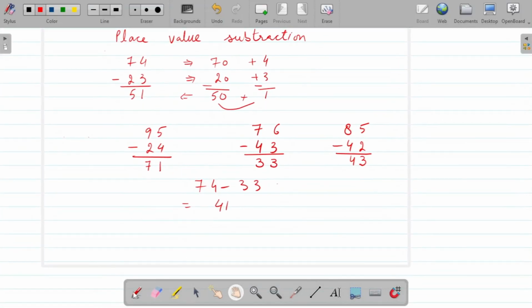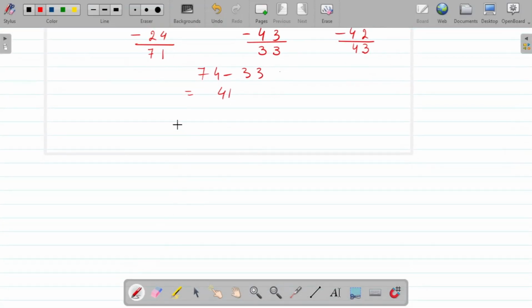There is one more situation when the number at the above end is smaller. For example, if you have 93 and 47, how will you do it? 93 can be written as 90 plus 3 and 47 can be written as 40 plus 7. Just check it up.